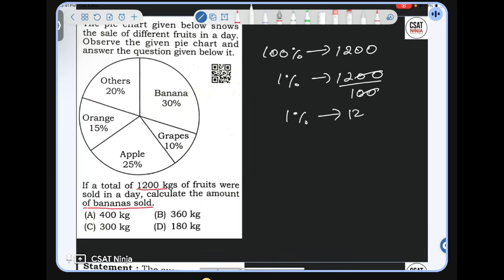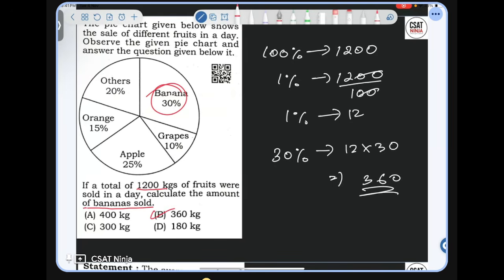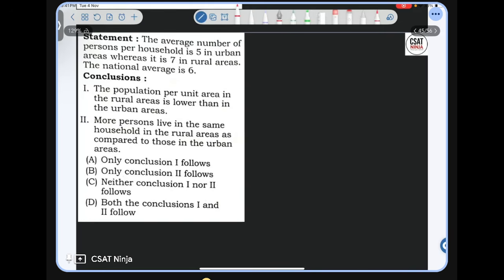Banana is how much percent? Banana is 30%. So I need to find 30%, which is very easy. 30% will be 12 into 30. 3 2s are 6, 3 1s are 3. So 360 kg is the answer. So it is option B. That's the answer. Let's go to the next. It's a very simple question only.